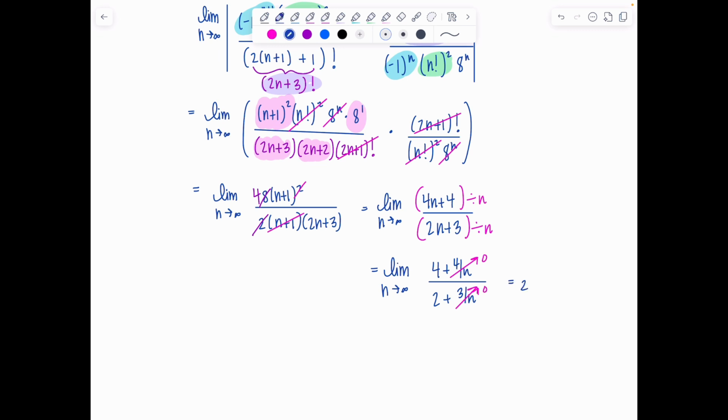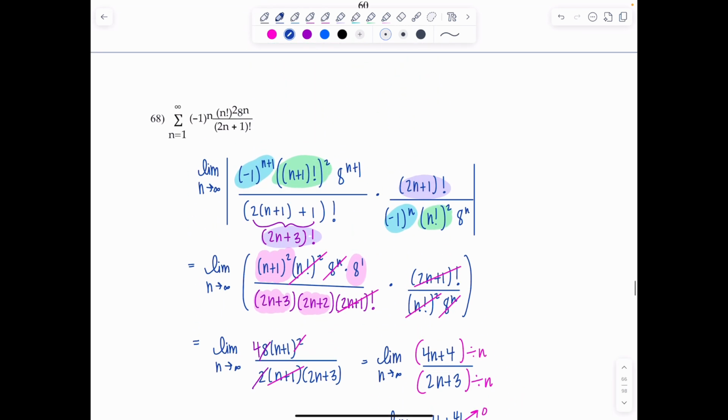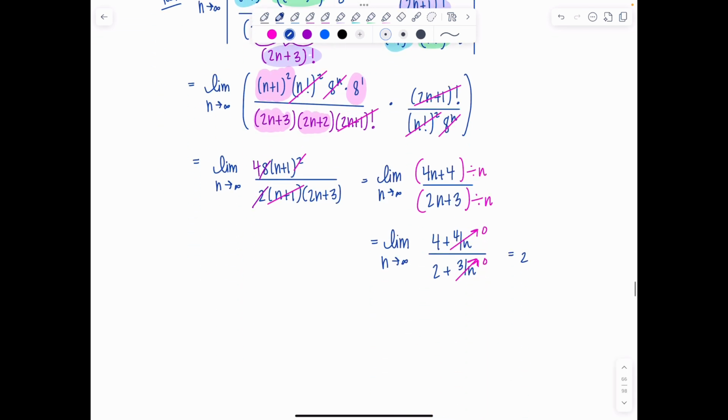What test did I just do? This is the ratio test. With the ratio test, I always compare that limit to 1. 2 is greater than 1. So that tells me the sum from n equals 1 to infinity of negative 1 to the n, n factorial squared times 8 to the n over 2n plus 1 factorial diverges by the ratio test.